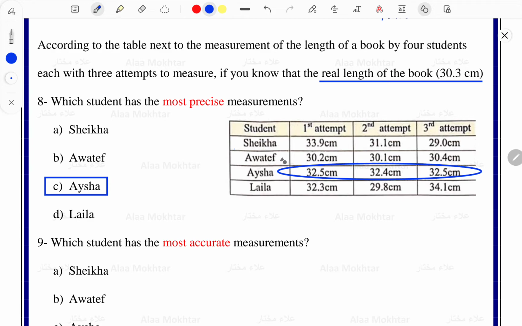Now Awatif gets 30.2. She gets again 30.1. She gets again 30.4. It's near to 30.3. So Awatif's measurements are the most accurate of the others.